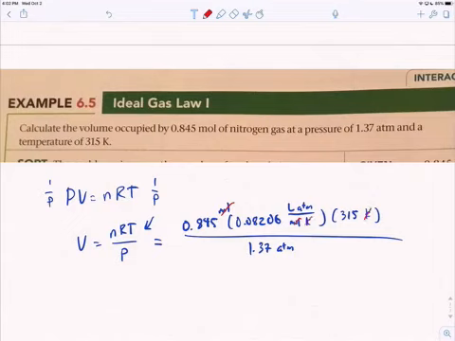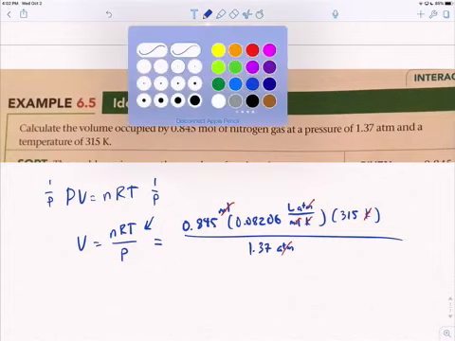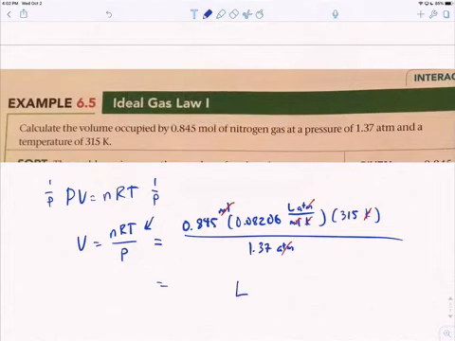So kelvins cancel, atmospheres cancel, and we're left with liters. So the unit being liters, and then put it in your handy dandy calculator. And the temperature is always in kelvins? For the gas law, yes. It has to be absolute. You can use Rankine, but you have to have a different R value because the units are going to change.